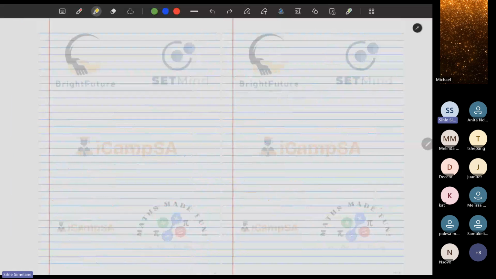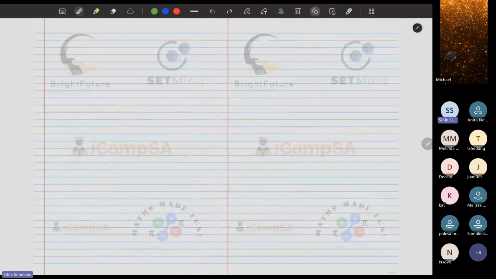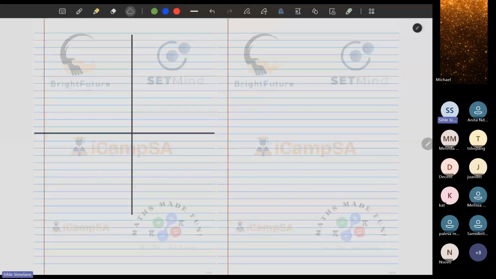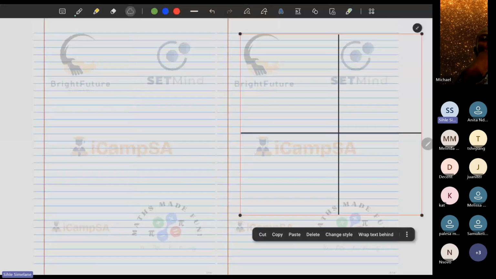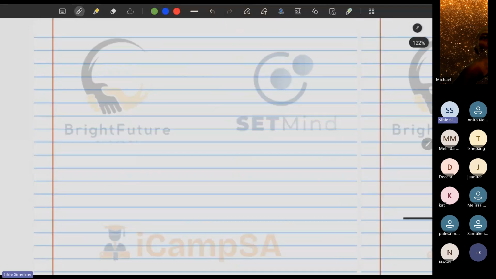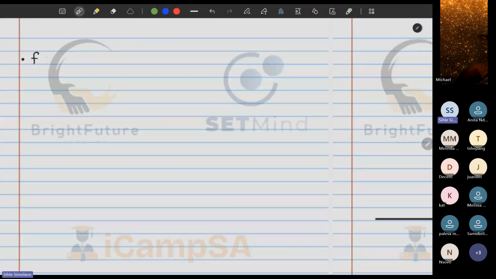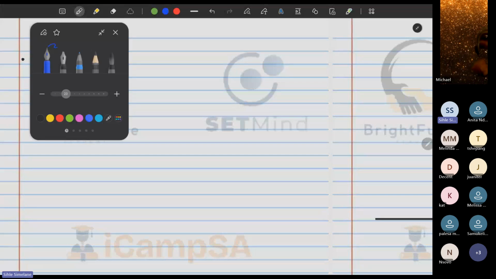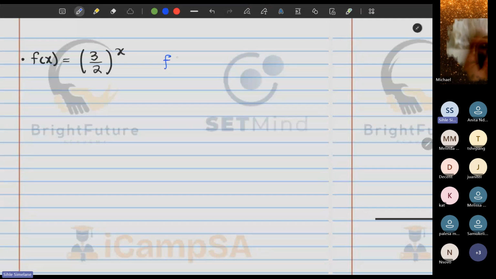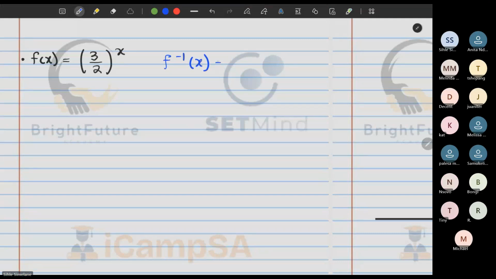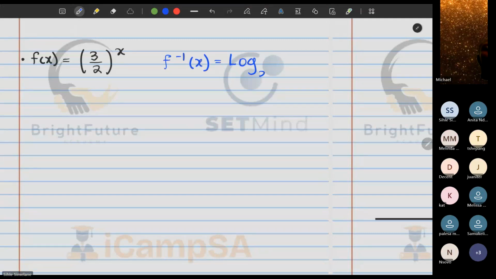The first thing I'm going to plot, guys, is f. Let's see our plots. So maybe let me take this and put it this side. I'll quickly write down the equations just for you to remember. So remember that we had f of x, which is 3 over 2 to the power of x. And then we found the inverse, f inverse of x, which is log base 3 over 2 of x, done with that.